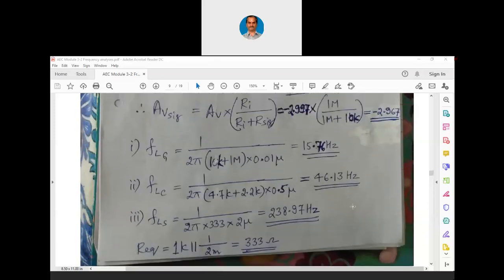Now substituting for FLS. For FLS we require the R equivalent. R equivalent is RS parallel with 1 over GM. We have found GM as 2 millisiemens. So the source resistance parallel with 1 over GM, we get 333 ohms. So FLS is 1 over 2 pi into 333 into the source capacitance, which is 2 microfarad. We get 238.97 Hertz. Now you can observe the 3 frequency values.